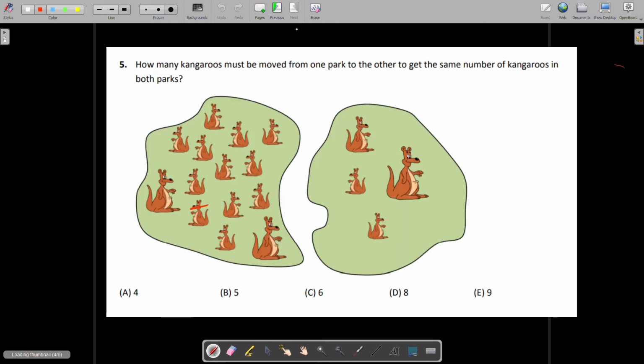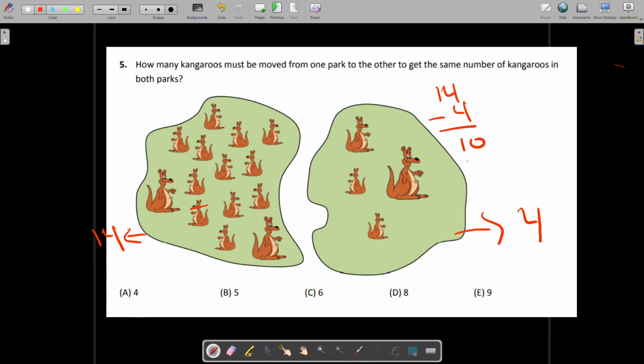Now moving on to number 5. Number 5 says, how many kangaroos must be moved from one park to the other to get the same number of kangaroos in both parks? Well, we can see in park B we have about 4 kangaroos, and in park A we have 1, 2, 3, 4, 5, 6, 7, 8... we have 14 kangaroos. So the difference between 4 and 14 is 10.